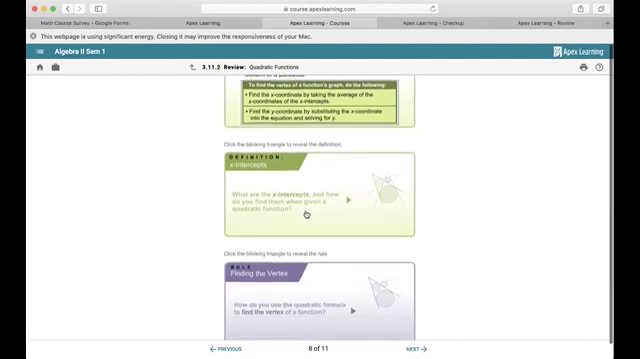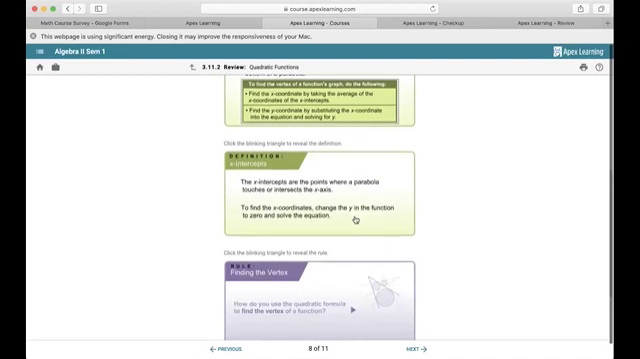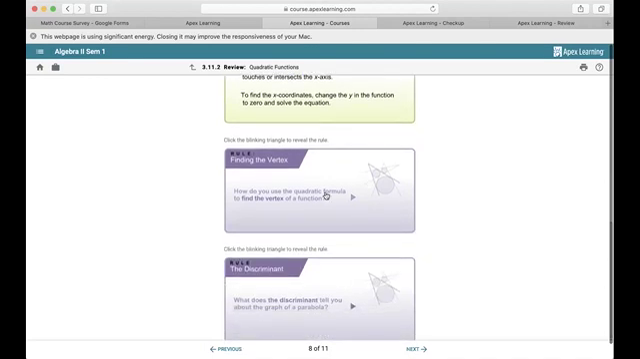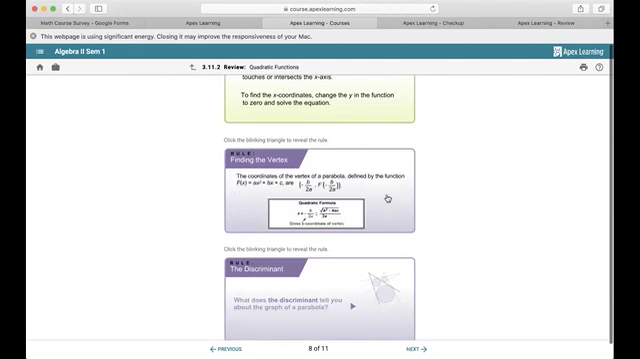All right, what are the x-intercepts and how do we find them? Those are the points where it touches the x-axis, and what we do is change y in the function to 0 and solve like normal. You can either solve by finding the roots or by using the quadratic formula, whichever works best for you. Next, how to use the quadratic formula to find the vertex.